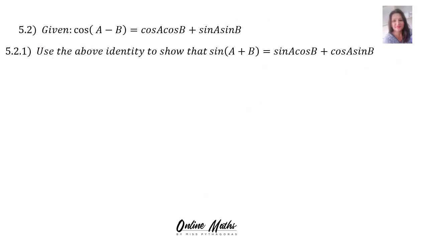5.2, given cos (a minus b) is equal to cos a cos b plus sin a sin b. So that one we call the compound angle formula for cos (a minus b). Number 1, use the above identity to show that sin (a plus b) is equal to that.